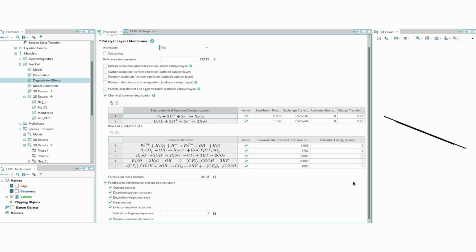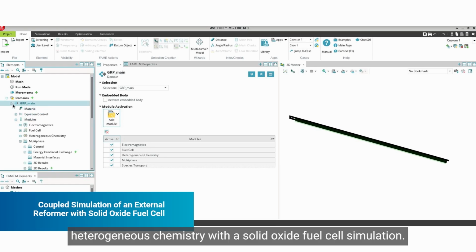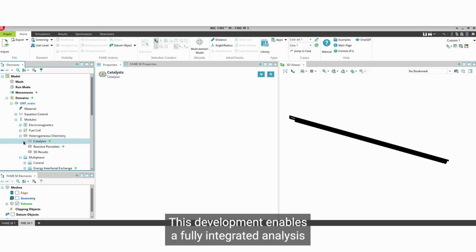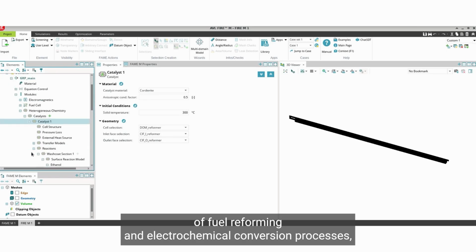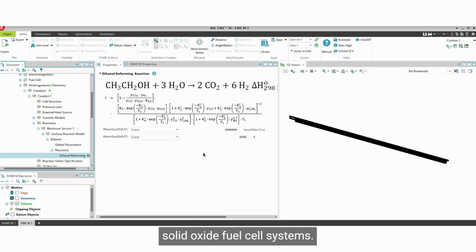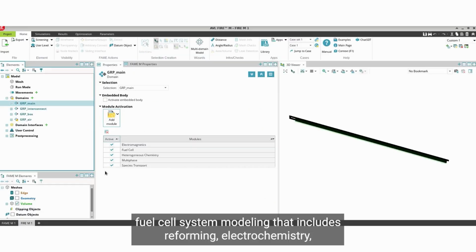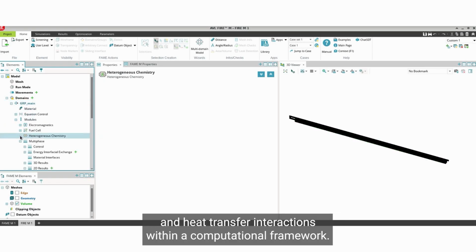agglomeration at the cathode. It is now possible to combine an external reformer based on heterogeneous chemistry with a solid oxide fuel cell simulation. This development enables a fully integrated analysis of fuel reforming and electrochemical conversion processes, providing more realistic modelling of complete solid oxide fuel cell systems. This feature represents a significant step toward comprehensive solid oxide fuel cell system modelling that includes reforming, electrochemistry, and heat transfer interactions within a computational framework.